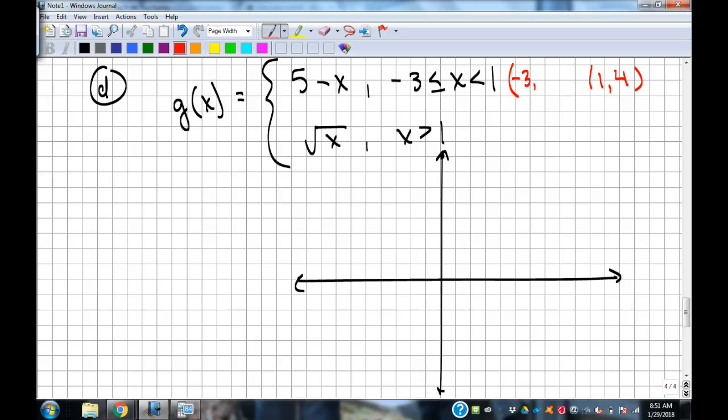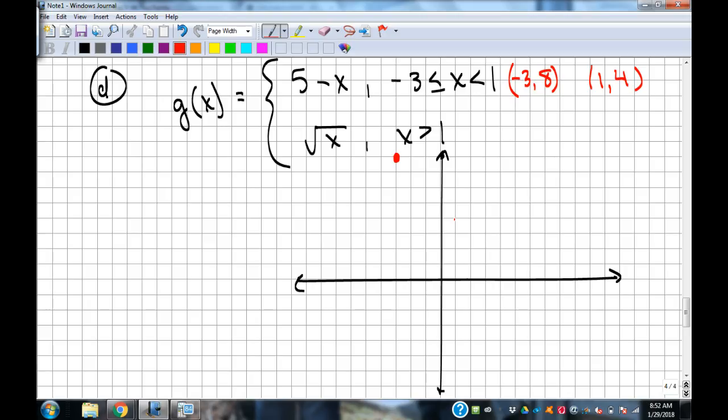Okay. So +8. So those two are important points, so we're going to go plot those. -3, +8. 1, 2, 3, 4, 5, 6, 7, 8. That's an included point because it's got an equal to mark. And then I go to 1, 4.